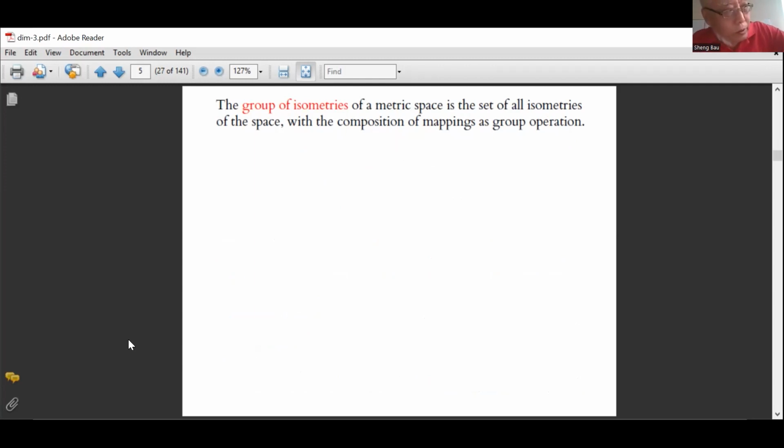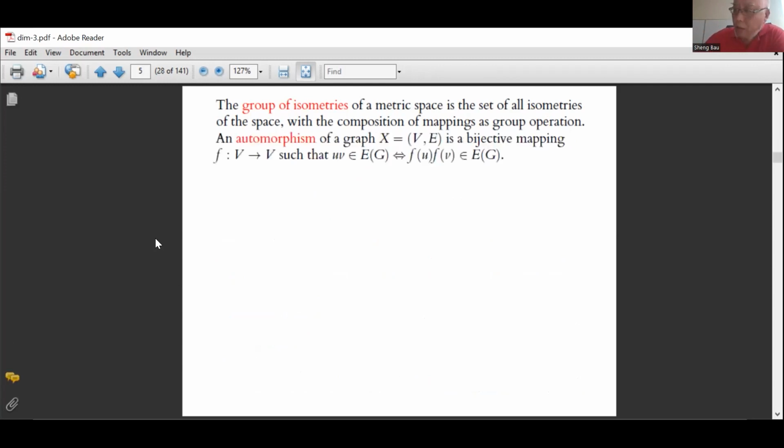The isometries under composition of mappings form a group for every metric space. This is called the group of isometries. Very natural. And if it is also a Cayley graph, then you have an automorphism group. It's given by this condition here. It's a bijective mapping so that images of edges are edges and images of non-edges are non-edges, which is written concisely as this, if and only if.